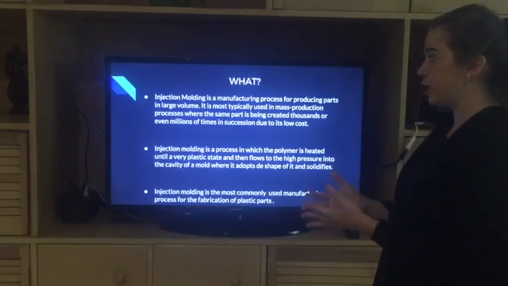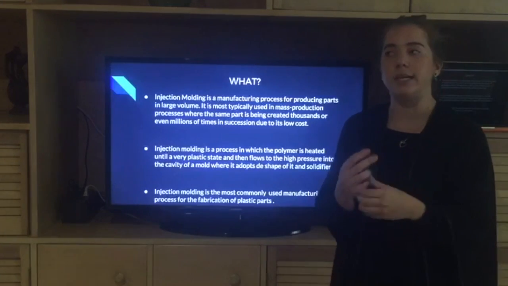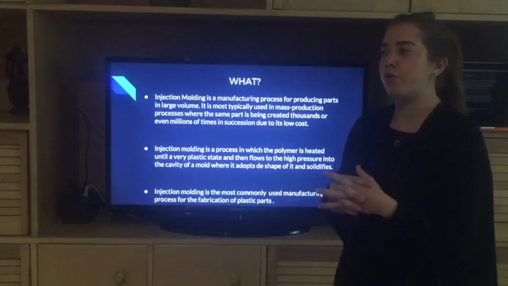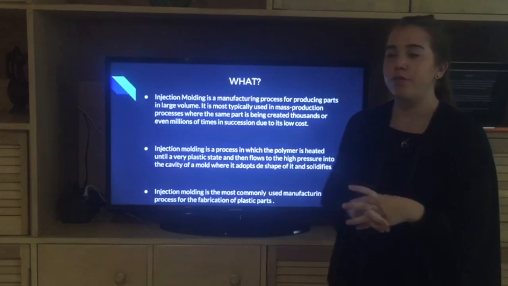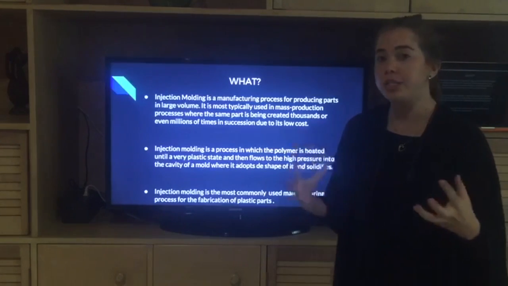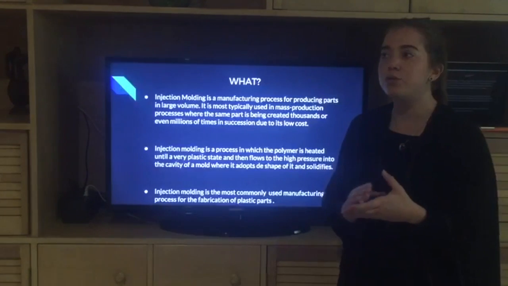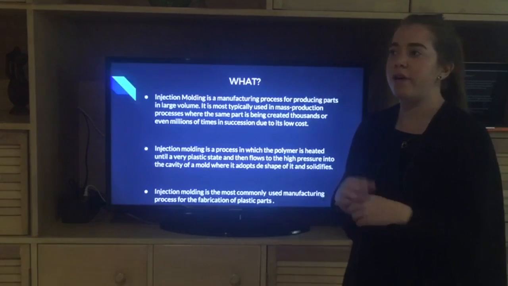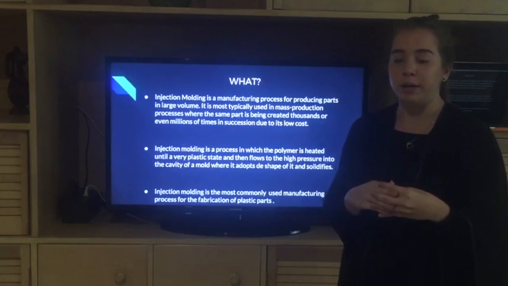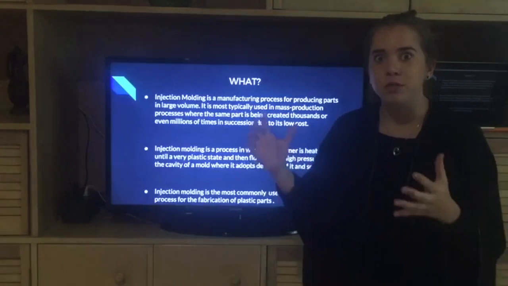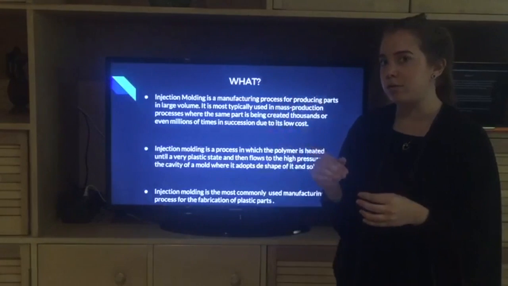Okay, so what is injection molding? Injection molding is one of the most commonly used manufacturing processes nowadays for creating plastic parts. It is a manufacturing process for producing parts at a very large scale and volume. It is typically used in mass production for parts that need to be produced, maybe a thousand parts or maybe a million parts, at a very low cost.